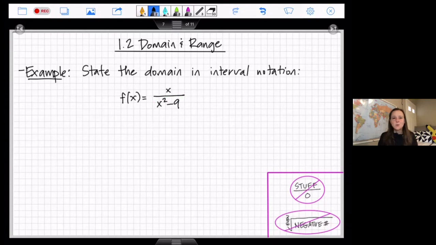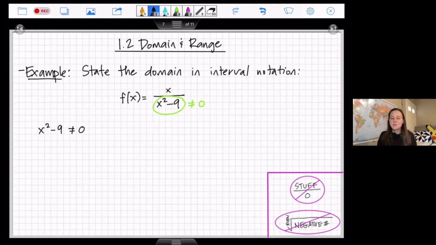Last example in this video, x over x squared minus 9, we're going to find the domain. Again, I don't have a square root, so I don't have to worry about taking the square root of a negative number. I do have that denominator though, so I need to make sure that this never equals 0. All right, so I want to set x squared minus 9 not equal to 0. And that's a quadratic equation. We can solve this a couple of ways. You can factor x squared minus 9. That would be x plus 3 times x minus 3.